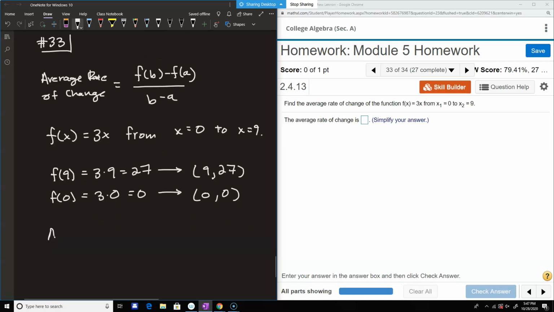And then to find the average rate of change, we just use the slope formula from here. So the average rate of change really isn't that different from the slope. We just have to get the y values first. And this is technically the slope of the secant line that connects those 2 points on the function. The function itself may not be a line, but you're finding the slope of the line that goes through those 2 points. So we would have 27 minus 0, y2 minus y1, divided by 9 minus 0, which is 27 over 9, which comes out to 3. So the average rate of change here is 3.